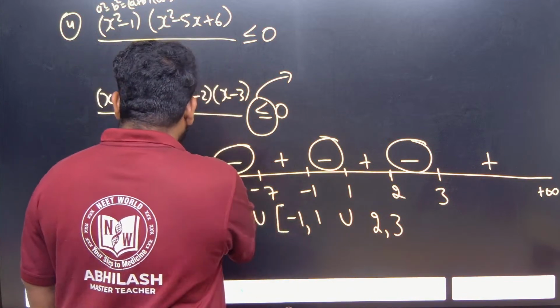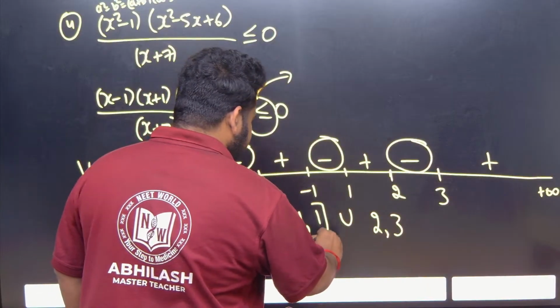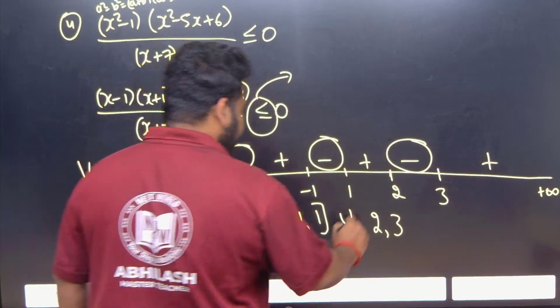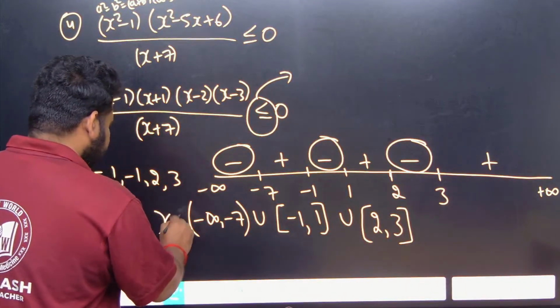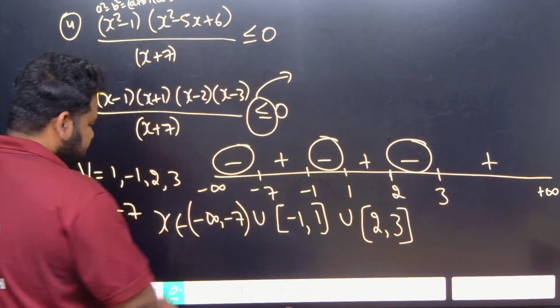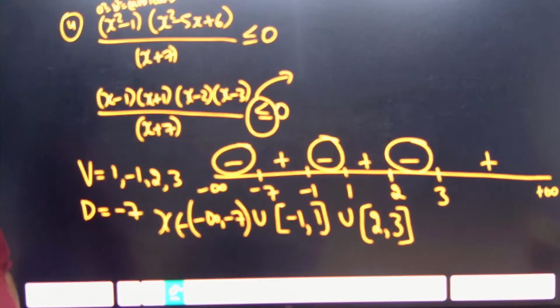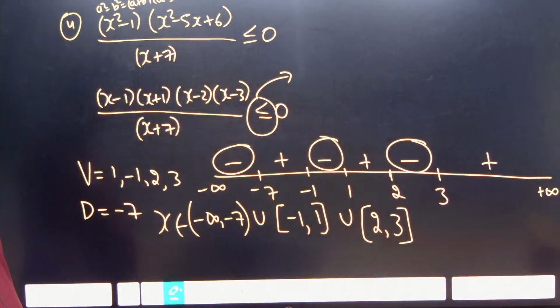Minus 1 is a vanishing point, and 1 is also a vanishing point, closed interval. 2 is a vanishing point, closed interval. 3 is a vanishing point, closed interval. So x belongs to these values. This is the final answer. Clear? This is the final answer we will be having.